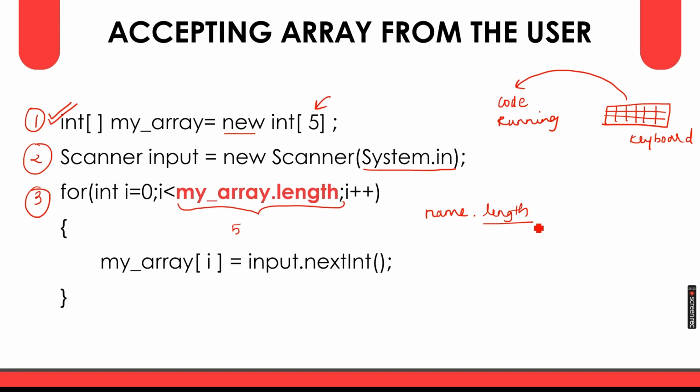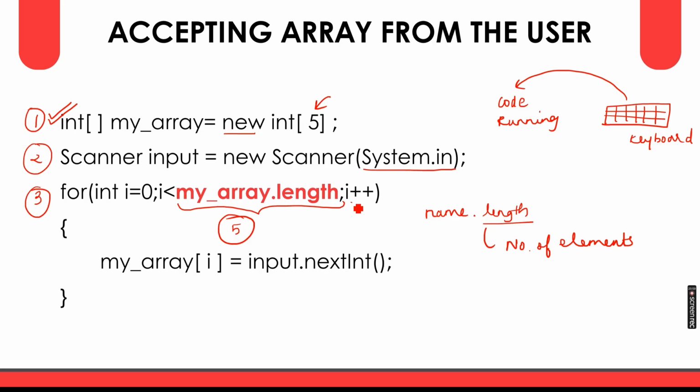This is a property of an array, and this gives you the number of elements in your array. Here we have 5, so my array dot length will return 5. So we'll start from 0 and go till 4, that is less than 5. Remember this: array dot length gives you the number of elements inside that array.